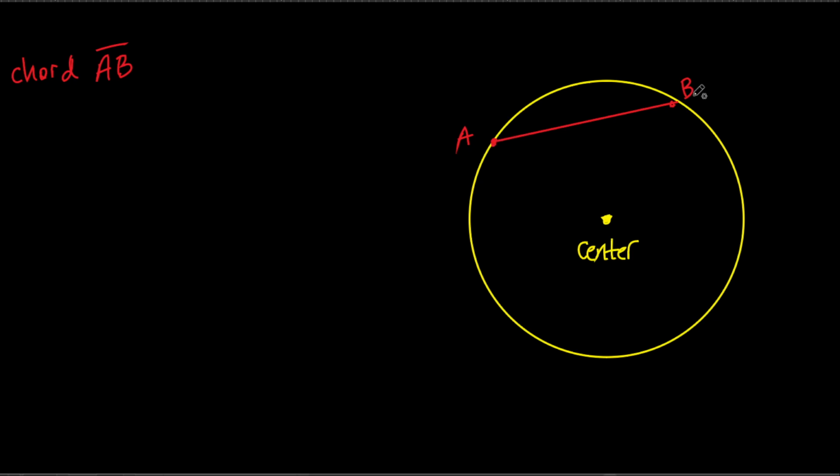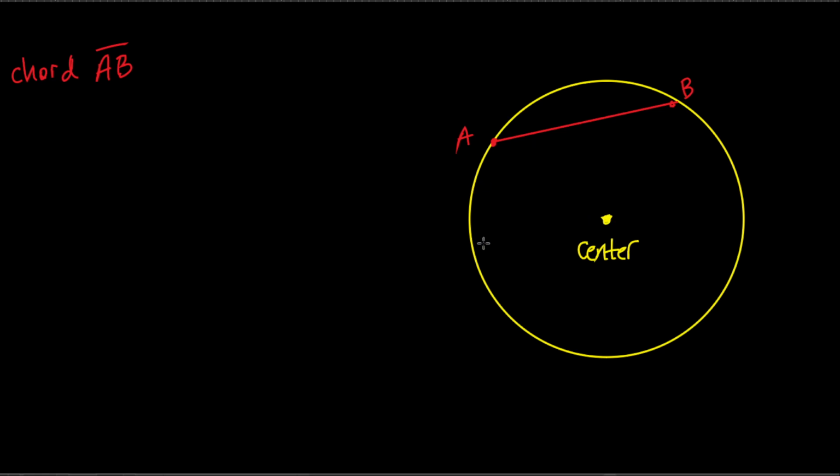So a chord doesn't go all the way through. It starts and stops on the circle. Remember, the yellow right here, that's the circle. Inside of here is not on the circle. It's in the circle. This is on the circle. So that's a chord. What if I did this?